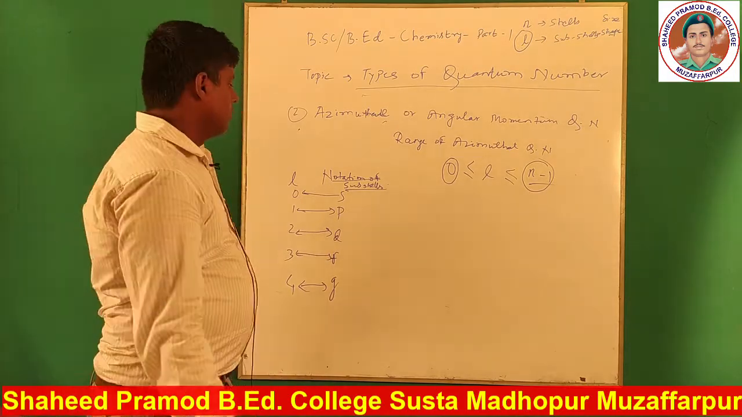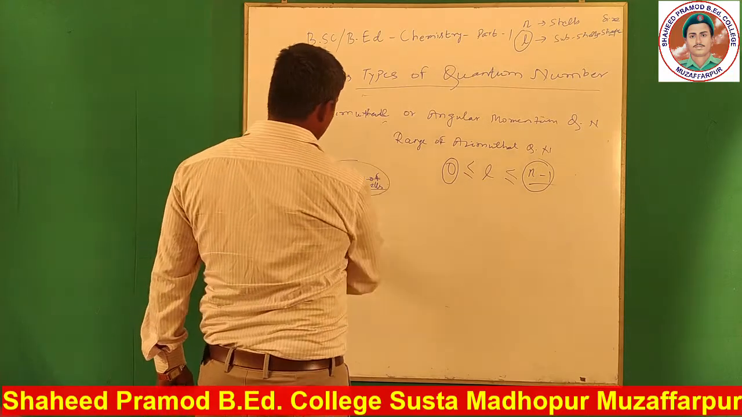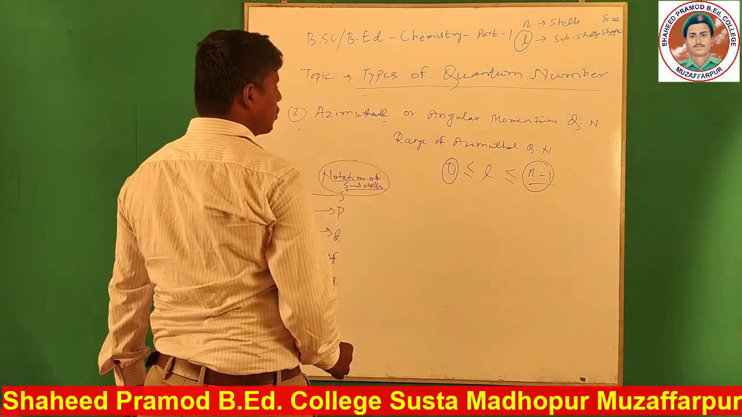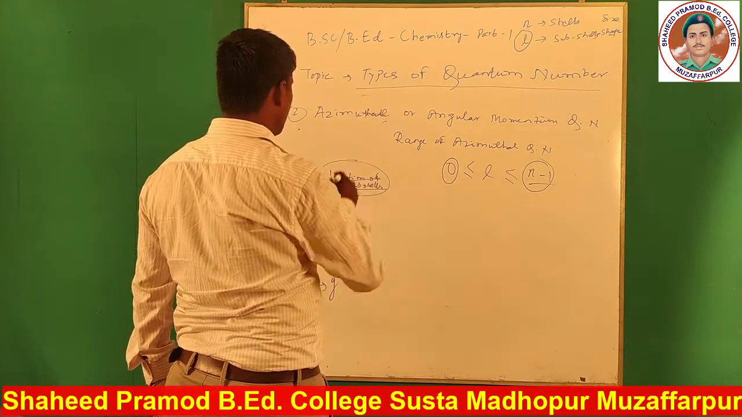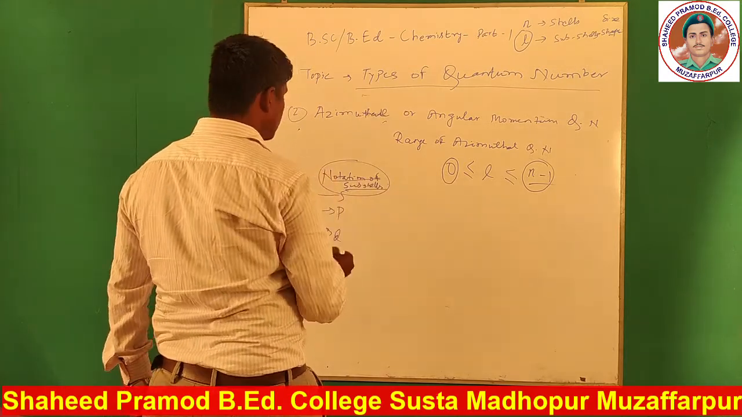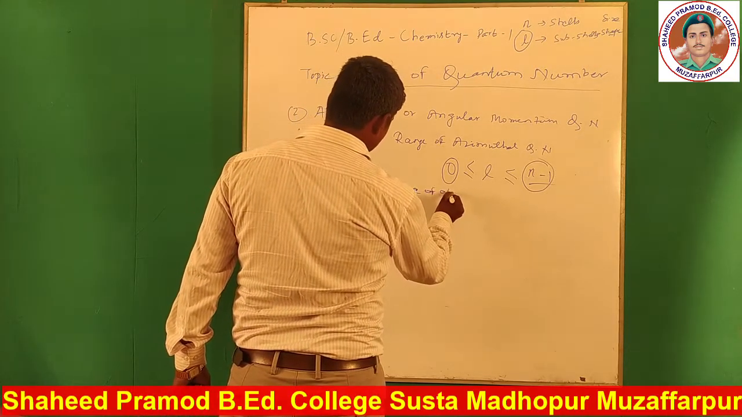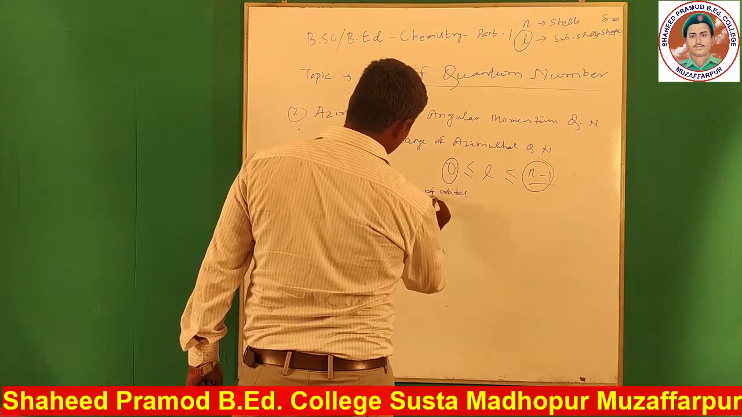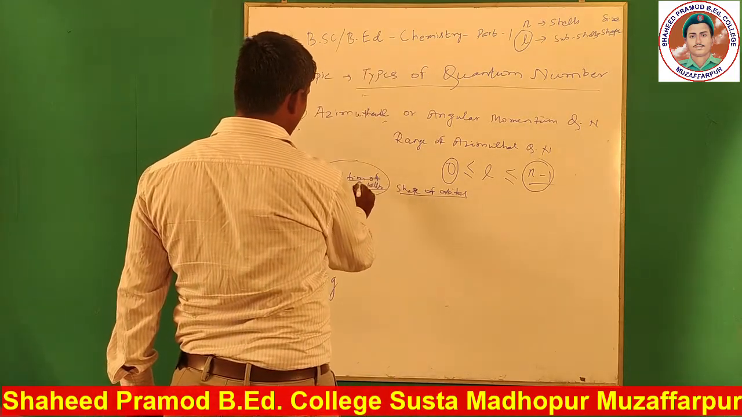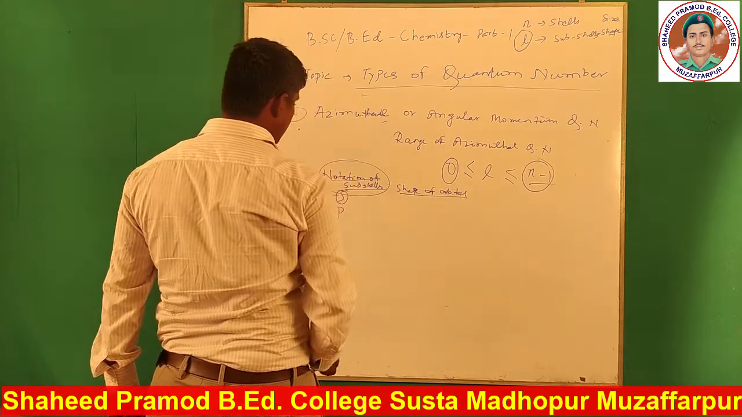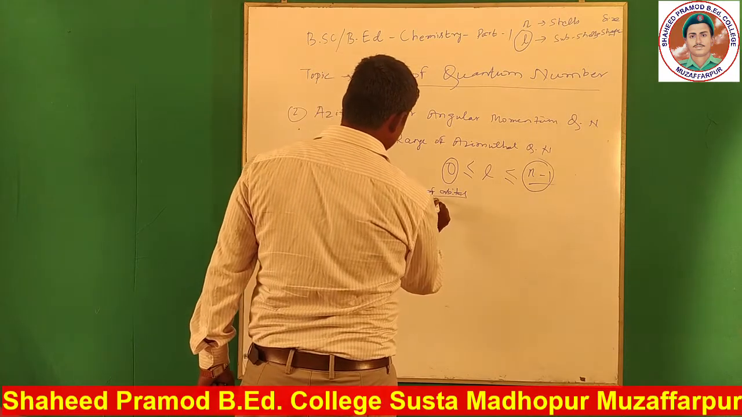Okay. So, this is the notation of subcells. The other part, as I told you, is that it gives the shape of the orbital in the subcells. So, shape of orbital. This is very, very important. So, when L is 0, the notation of subcell will be S. The shape of this subcell is spherical.